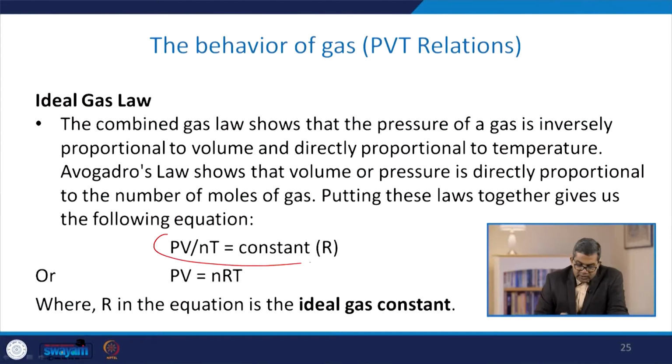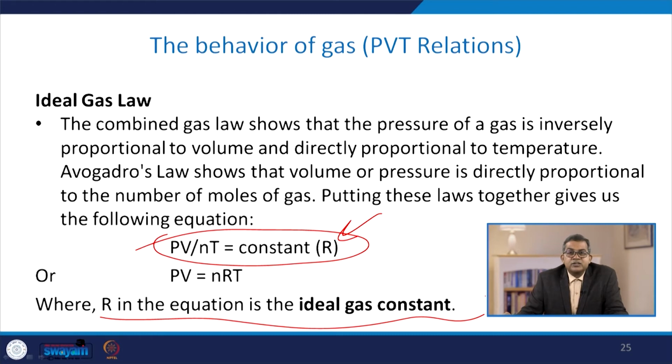So, the combined gas law shows that the pressure of a gas is inversely proportional to the volume and directly proportional to the temperature. Avogadro's law shows that the volume or pressure is directly proportional to the number of moles of gas. Putting these laws together, this equation is developed: PV over nT is equal to a constant, that is R, the universal gas constant, or sometimes referred to as the ideal gas constant. The mathematical representation is PV = nRT.